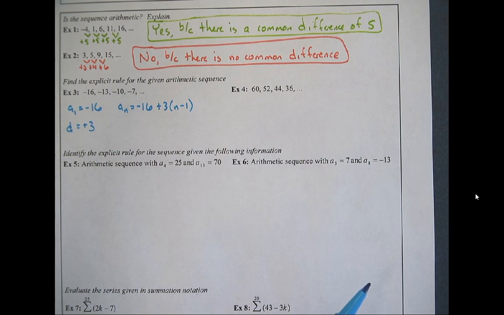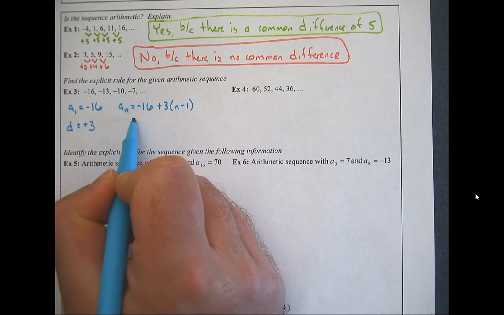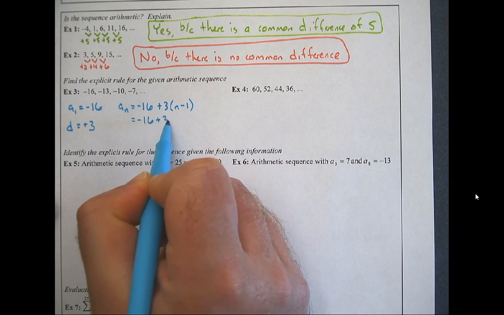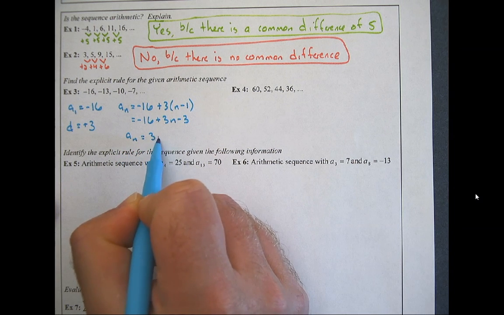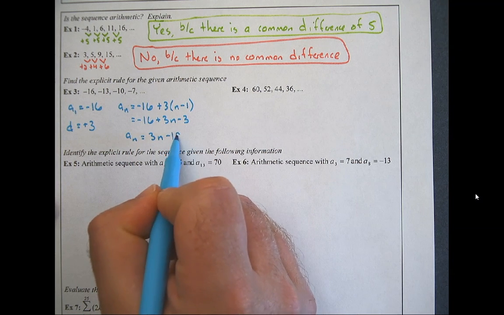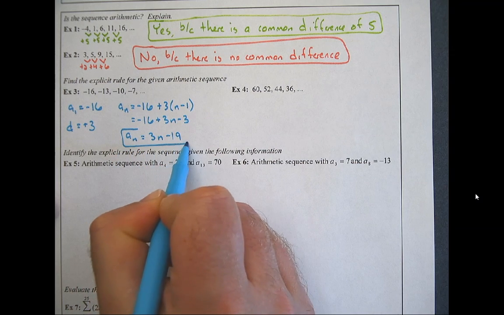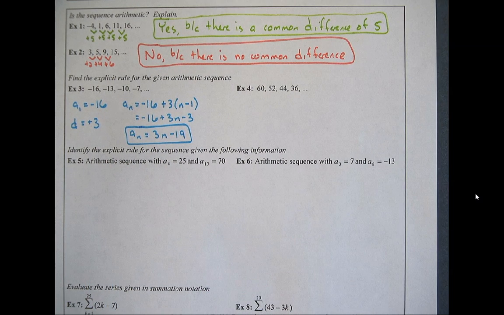Now, I do want you guys to clean these up since they're so easy to clean up. I would expect you to distribute and combine like terms. So this would be negative 16 plus 3n minus 3, and then we would get a sub n equals, we usually like to put the variable first, 3n minus 19, since negative 16 minus 3 is negative 19. So now if I wanted to find any term in the sequence, like the 25th term, I could just plug 25 in for n, and we've got our term. All right, let's have you try the next one on your own, see how you do.